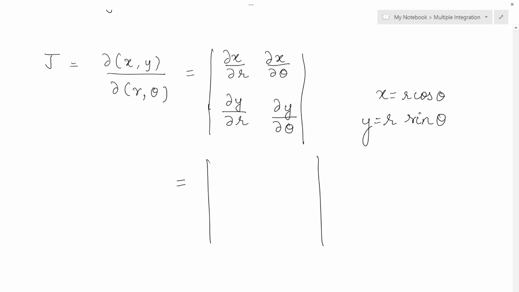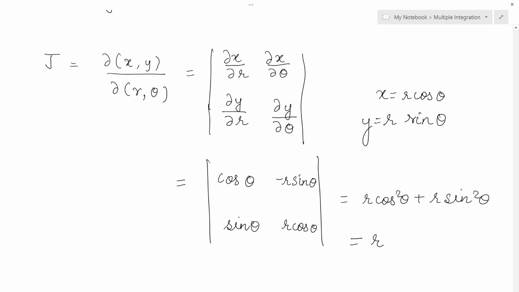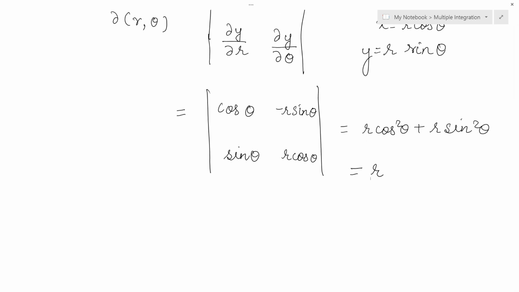Derivative of x with respect to r, what is that? Cos theta. While taking the partial derivative with respect to r, you take theta as a constant. Similarly, del x upon del theta will be minus r sin theta. Derivative of y with respect to r will be sin theta, and derivative of y with respect to theta will be r cos theta. Let us cross multiply this. You will get r cos square theta plus r sin square theta, and you know that cos square theta plus sin square theta is 1. So my Jacobian J in this case is r.